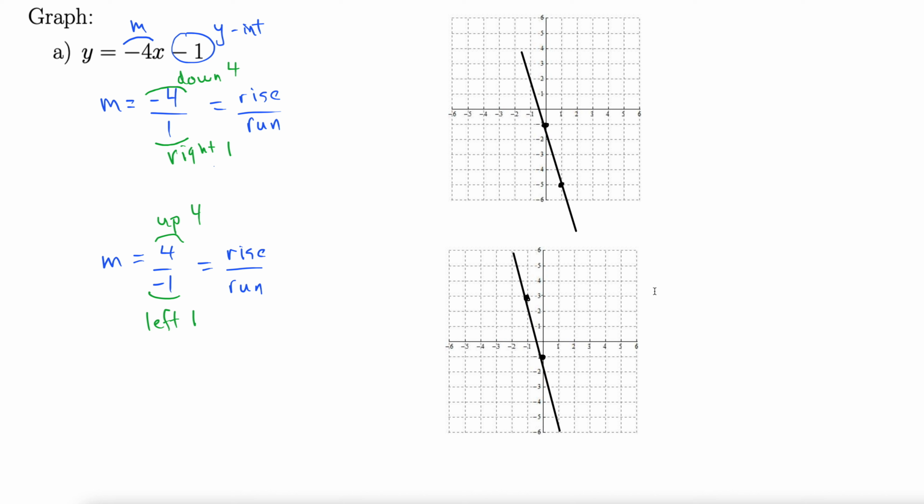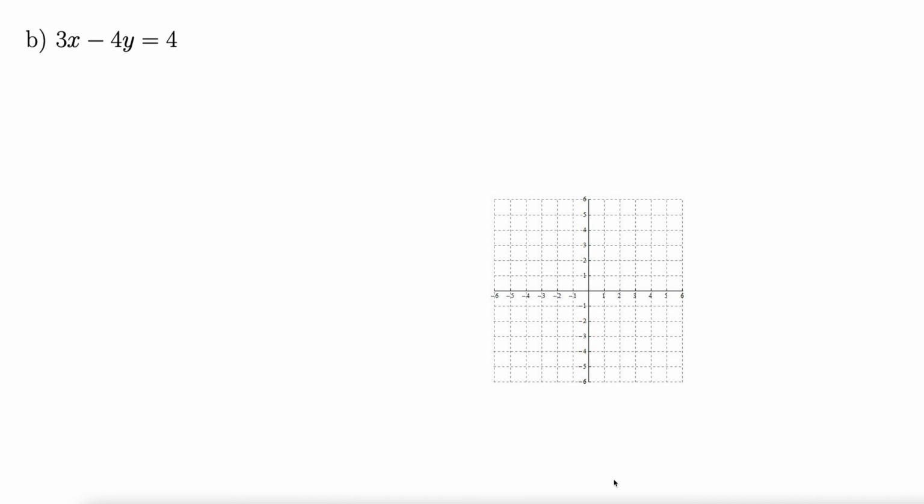Let's try another one. Here we want to graph 3x minus 4y equals 4. Let's begin by putting this into slope-intercept form. To do that we want to solve for y. Putting something in slope-intercept form is the same thing as solving for y. So no problem, let's do that.